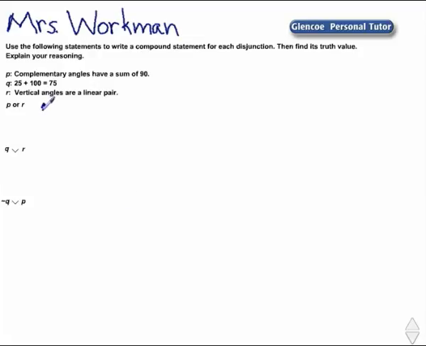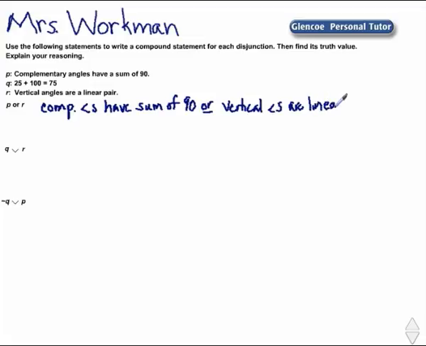P says that complementary angles, and I'm going to use some abbreviations, have a sum of 90, or R, vertical angles are a linear pair. That's what the disjunction looks like.